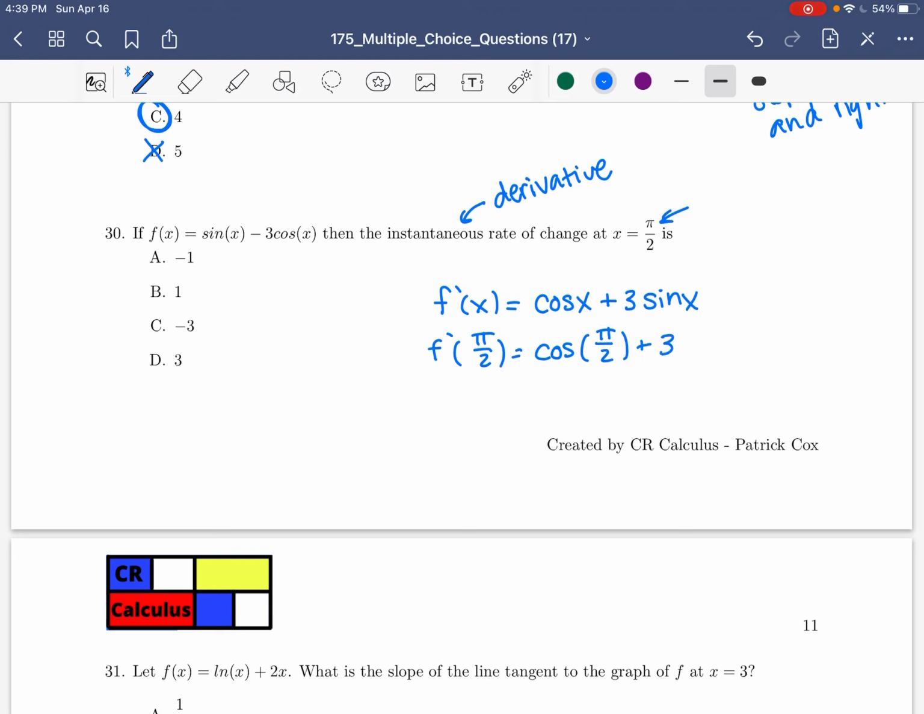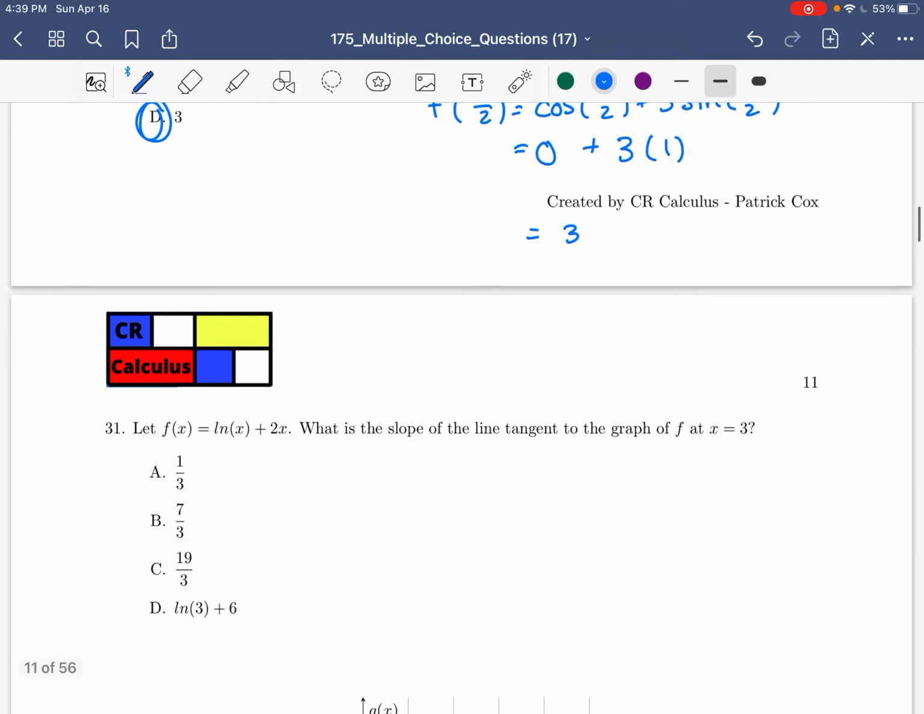So I have cosine of pi over 2 plus 3 sine pi over 2. And you need your unit circle here. Cosine of pi over 2 is 0. Sine of pi over 2 is 1. So our answer here should just be 3, or D.